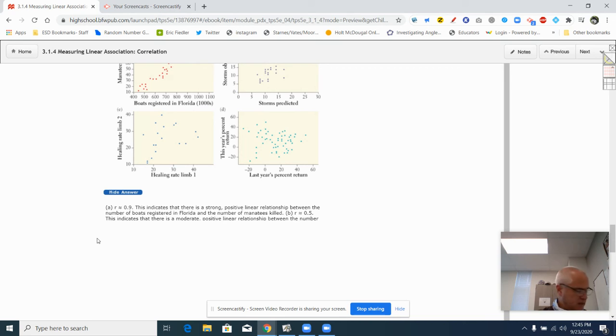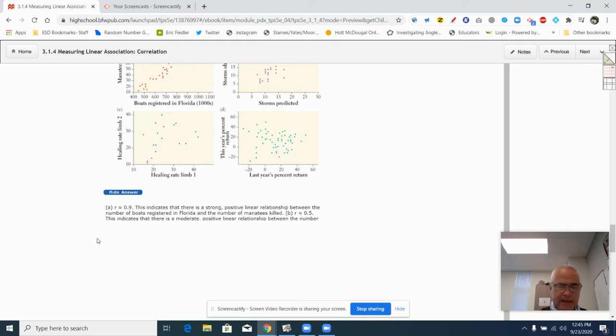Part C, R is about 0.3, more spread out than the other 2 graphs. This indicates there's a weak positive linear relationship between the healing rate of the 2 front limbs of the newts.